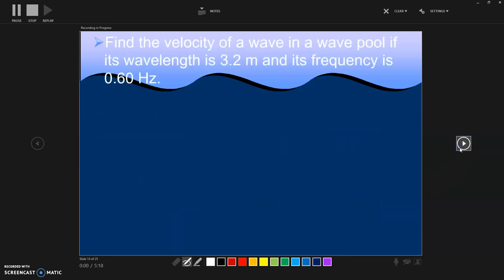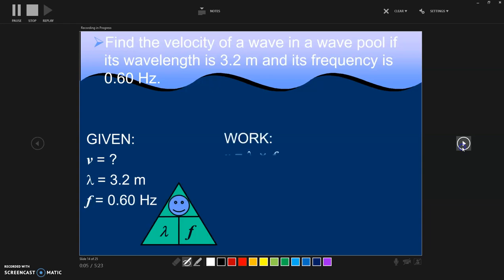So the answer is just right here. Of course, you have to identify the given for you to arrange your thought in answering a word problem. So we're looking for the speed or the velocity of a wave.